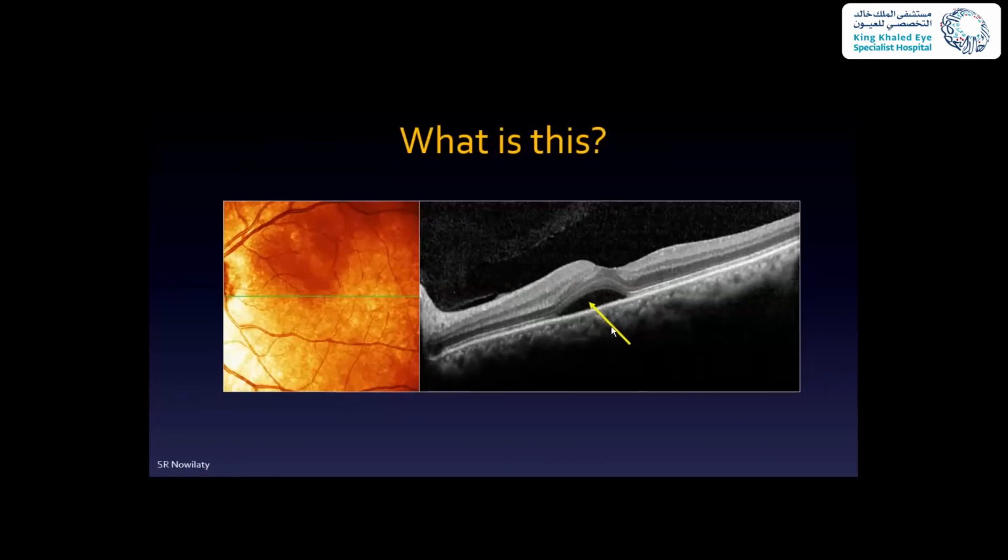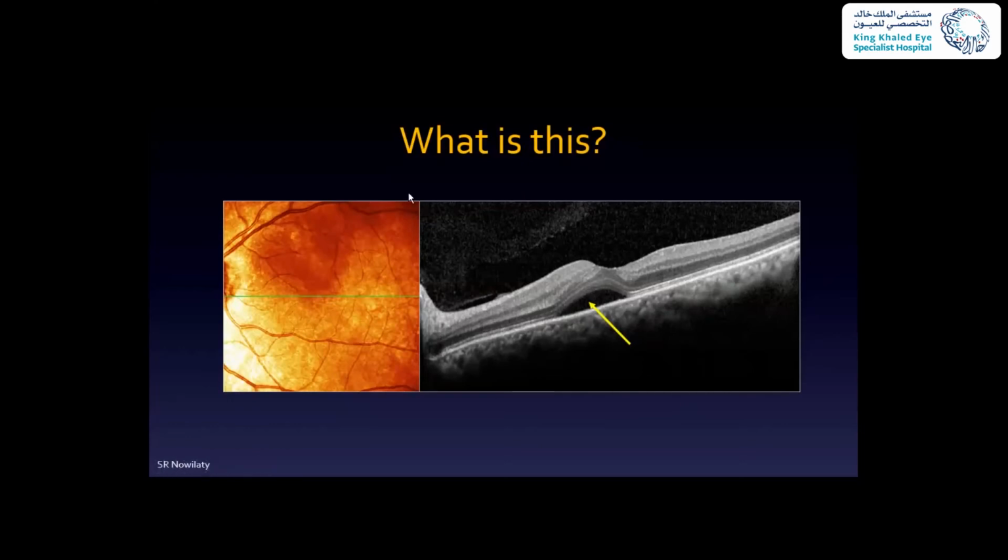What is this one here? What is elevated? Yes, this is subretinal fluid. So what's elevated? The RPE is intact, but it's the ellipsoid zone that went up and down here, and so you've got a simple fluid, a hyporeflective cavity on top of the RPE.